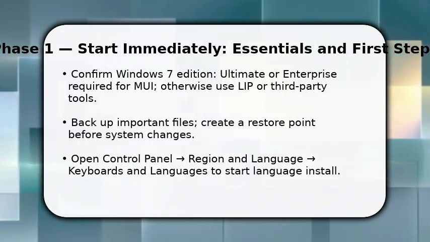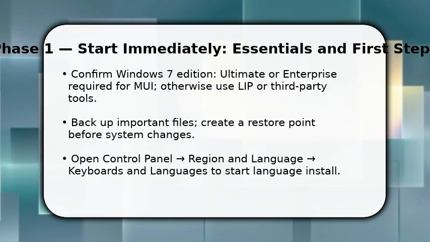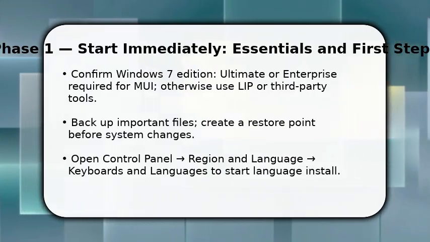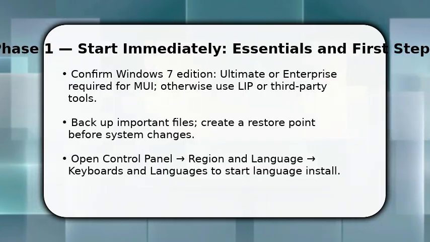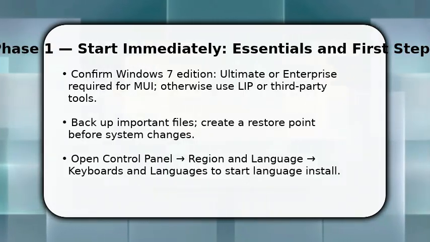Click Install/Uninstall Languages and select Search Windows Update to find language packs. You move quickly here to fetch the correct MUI. This avoids manual packages and mismatched versions later.